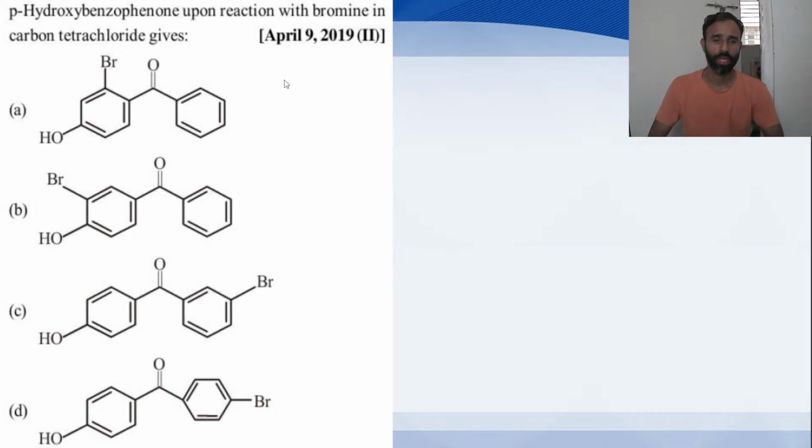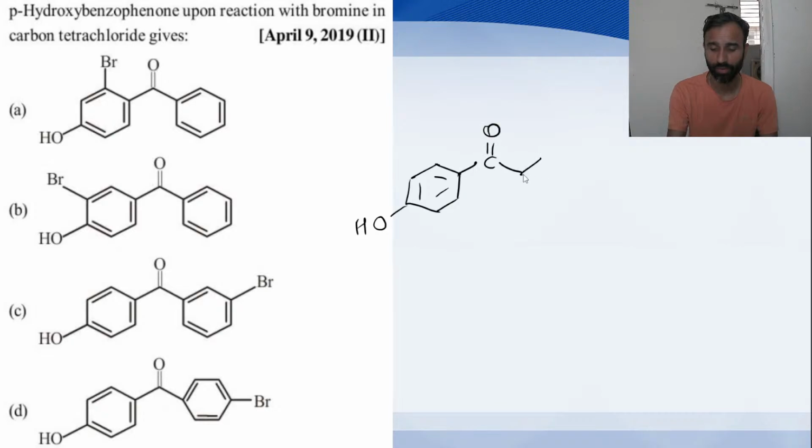Next question. Para-hydroxy benzophenone upon reaction with bromine in carbon tetrachloride gives what? First draw the structure. Para-hydroxy benzophenone. So this is para-hydroxy benzophenone.